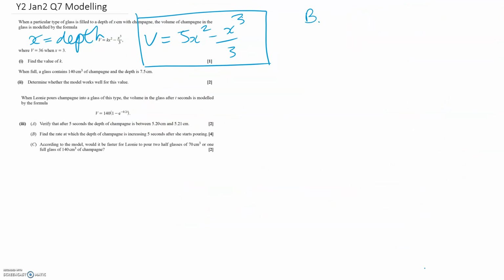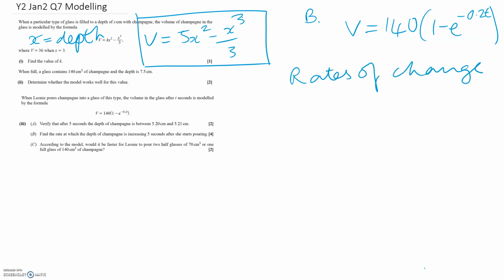In part B, we need to use this formula again. So 140 times 1 minus e to the minus 0.2t. Now it's possible you might not have done this yet. This is to do with rates of change, which is the last section of chapter 9 in the Year 2 textbook. But if you haven't done it yet, follow along with this solution, and hopefully that will help you when you do get around to it in class.